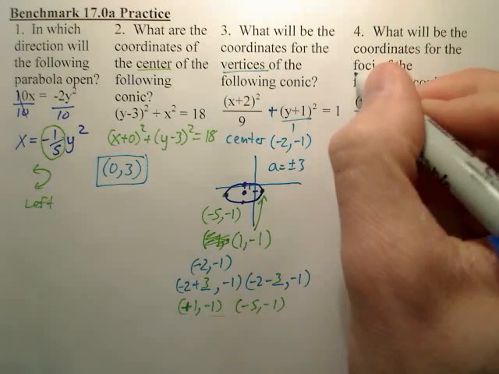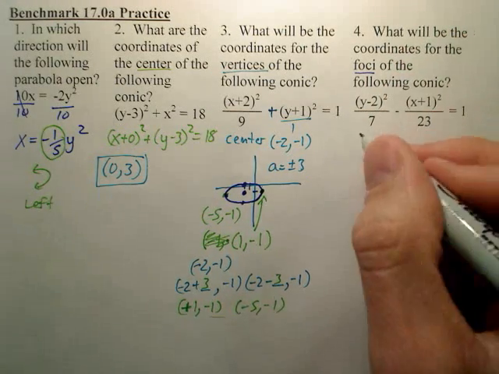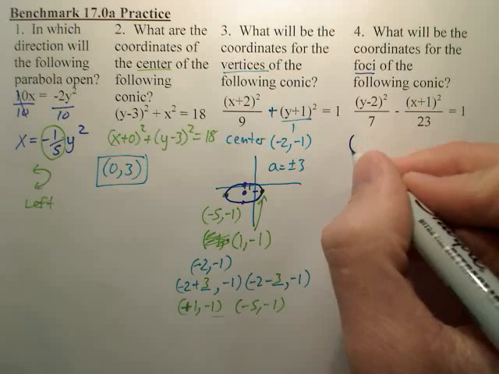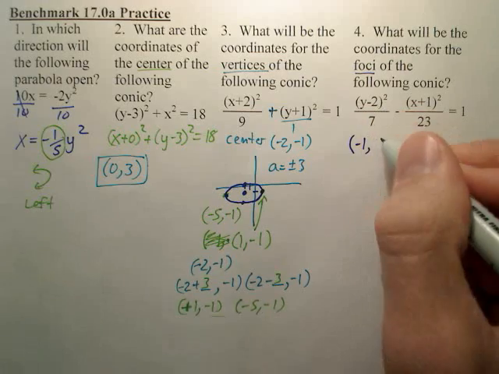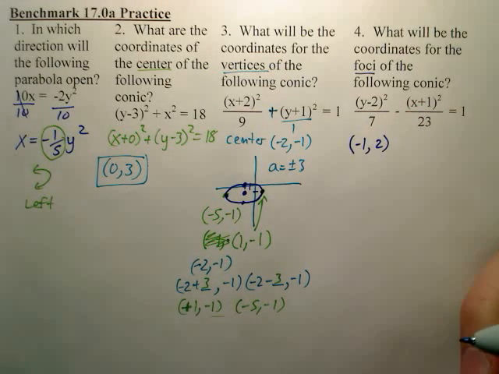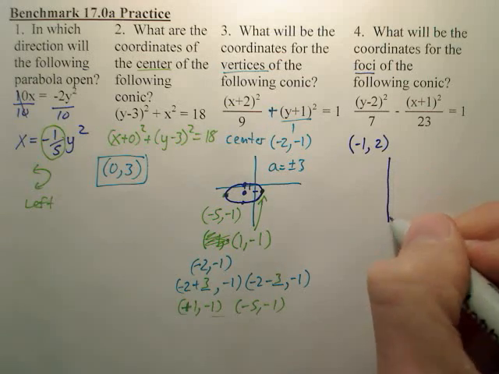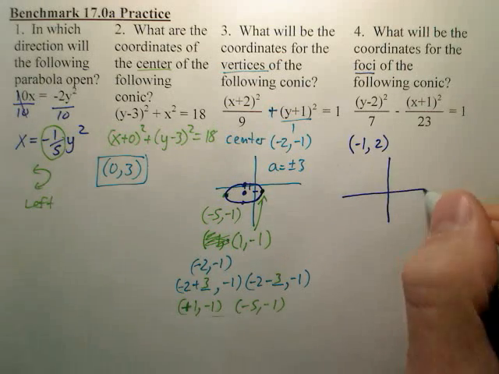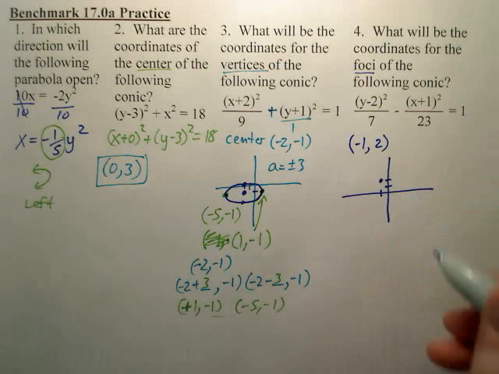Last problem, foci. Very similar to this one, except we have to find our foci. So first step would be to find your center. Now be careful, this is your x value. So the opposite of that is negative 1. The opposite of this is 2. That's the center. And then let's do a little sketch. For some of you, the sketch is going to make it a little bit easier to see this.